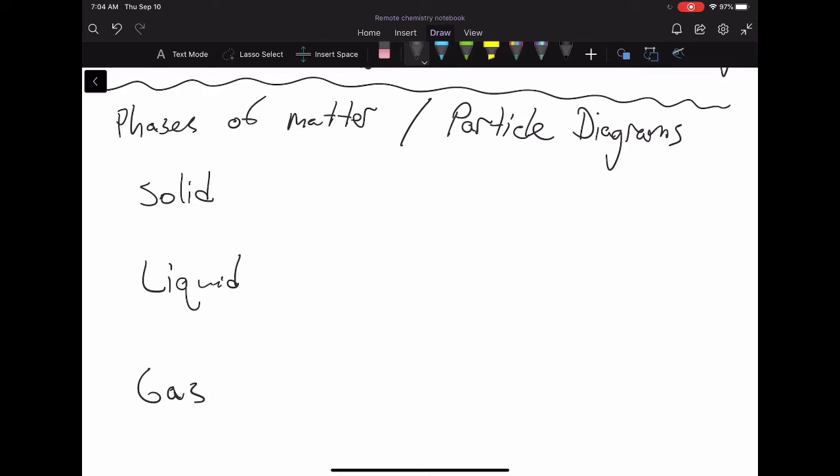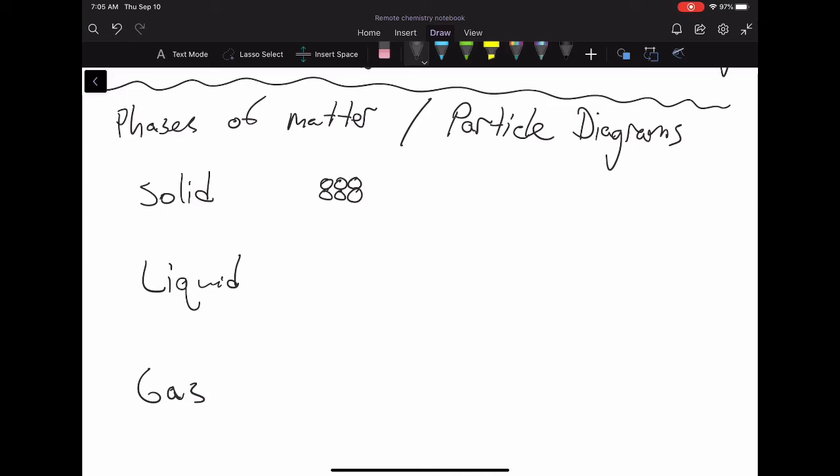So solids, when you draw what's called a particle diagram, we're usually using little tiny circles to represent the particles. So when we draw a particle diagram of a solid, you're going to draw those circles nice and compact, tight together. Those particles are not really moving around, they're just in one solid crystal structure.